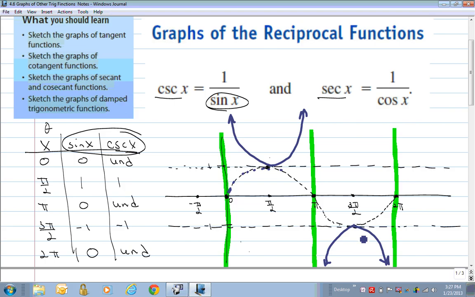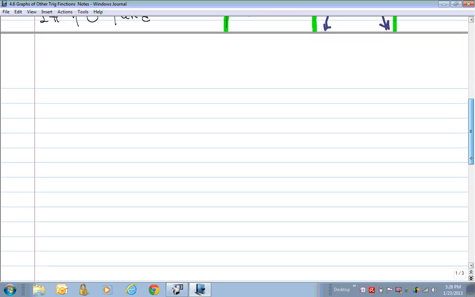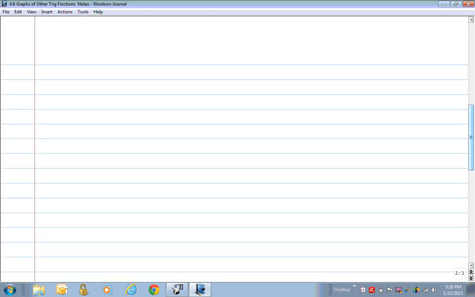Let's go on and take a look at what our secant graph would look like, and I hope that you're guessing by now it's going to have something to do with cosine. So let's talk about a table for that. We have our x values, which is our theta, and we know that that is 0, pi over 2, pi, 3 pi over 2, and 2 pi.